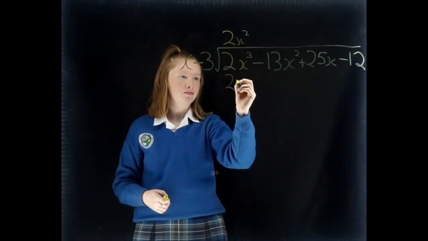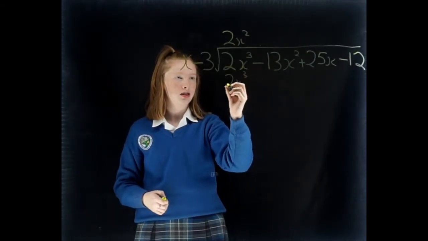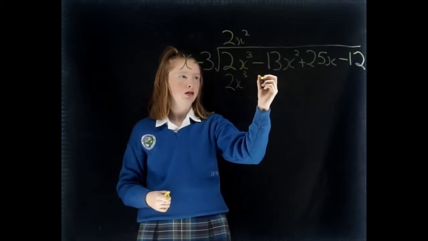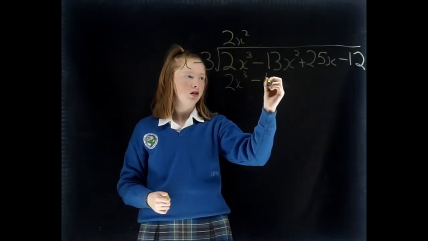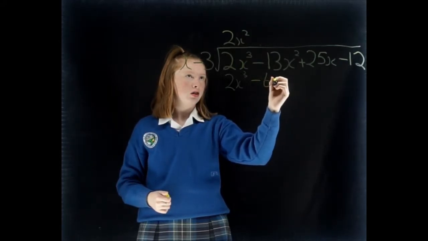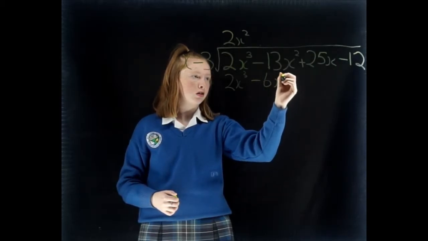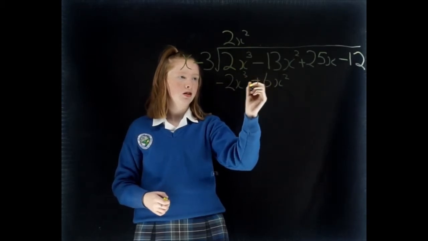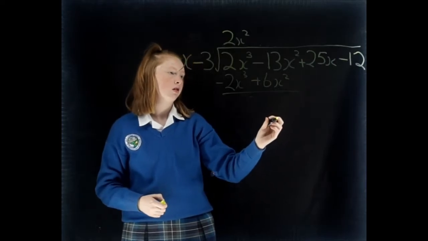So to start off, you need to figure out what you need to multiply x by to get 2x cubed, and that's 2x squared. So now you have to multiply both terms being divided in by 2x squared, and that gives you 2x cubed minus 6x squared. So the next step is to cancel off, so you do that by changing the signs. So you change 2x cubed into minus 2x cubed and minus 6x squared into plus 6x squared.